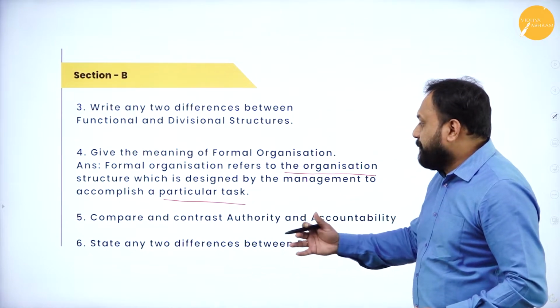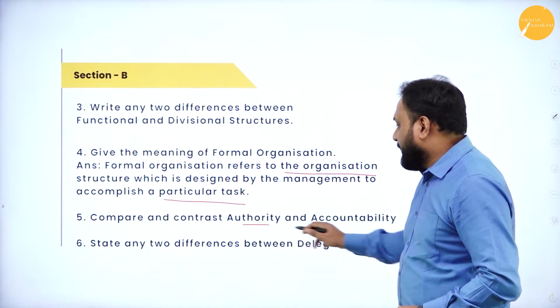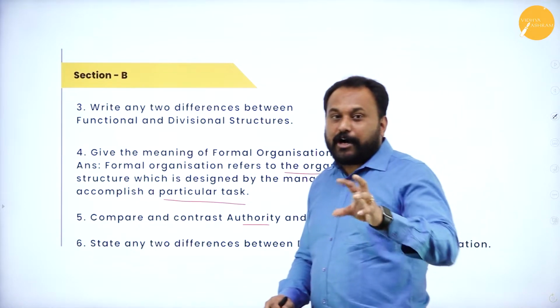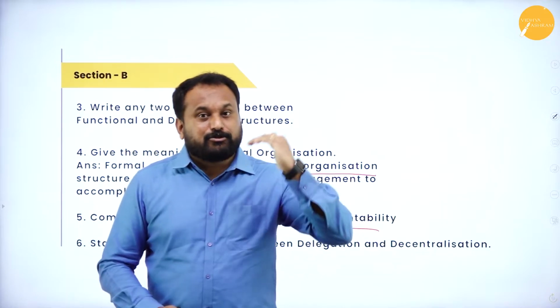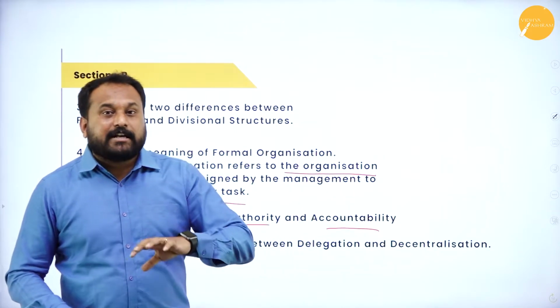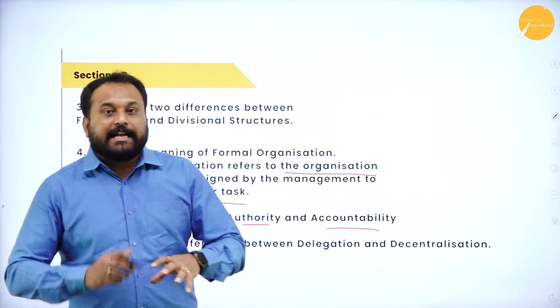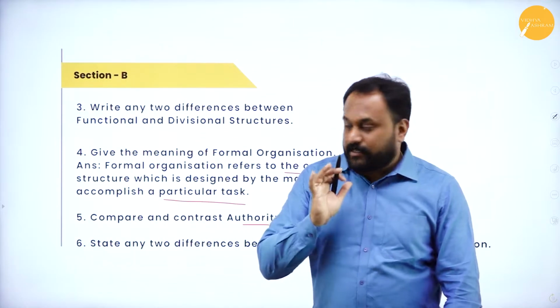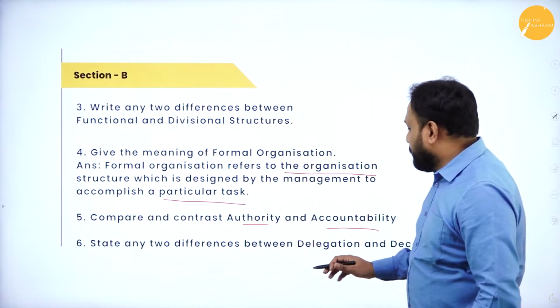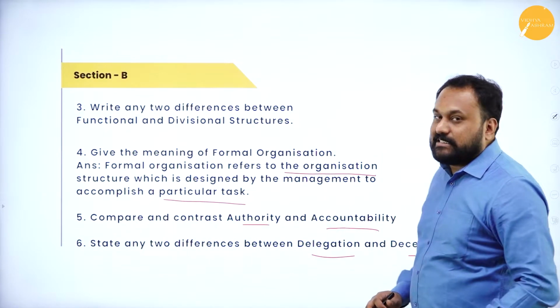The next question is compare and contrast authority and accountability. Authority is all about the power of commanding that goes from the superior to the subordinate. When it comes to accountability, accountability can never be transferred. Whoever is accountable should actually go with it. State any two differences between delegation and decentralization.